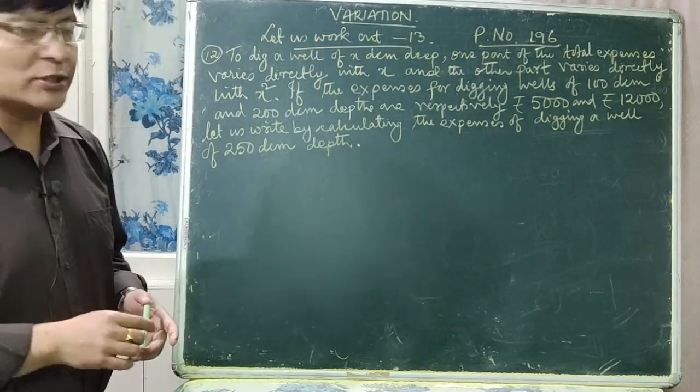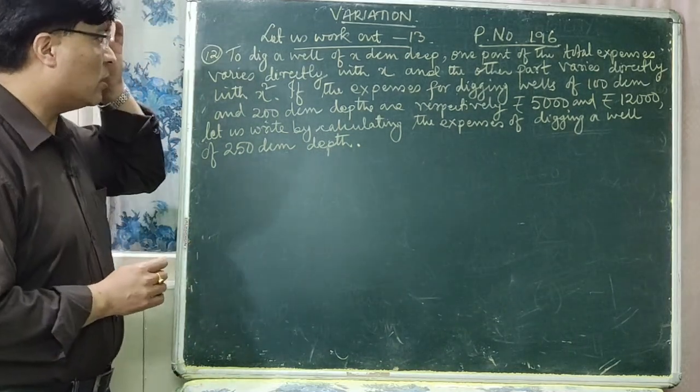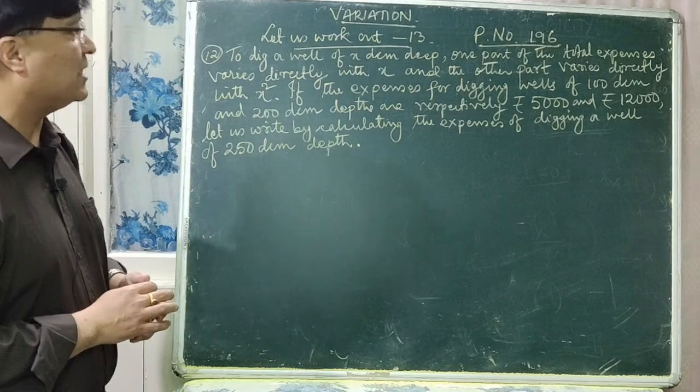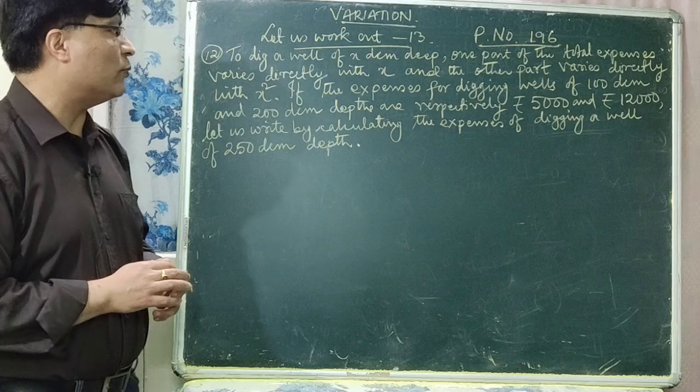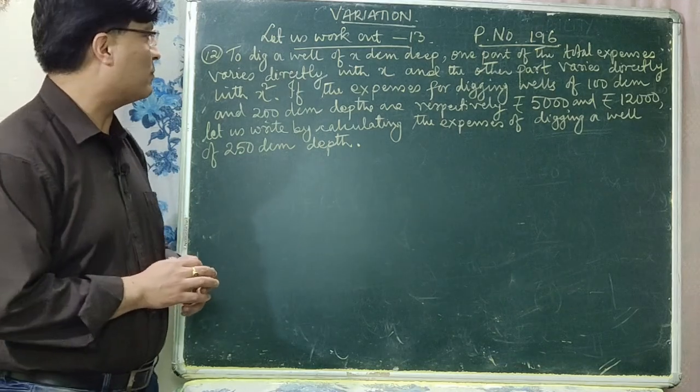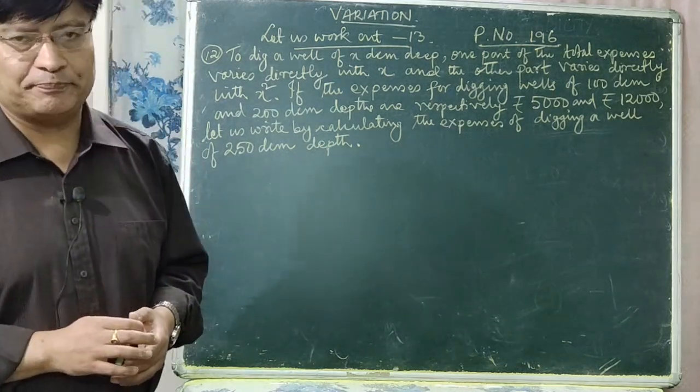Now question number 12 here is: to dig a well of x decimeter deep, one part of the total expenses varies directly with x and the other part varies directly with x square.